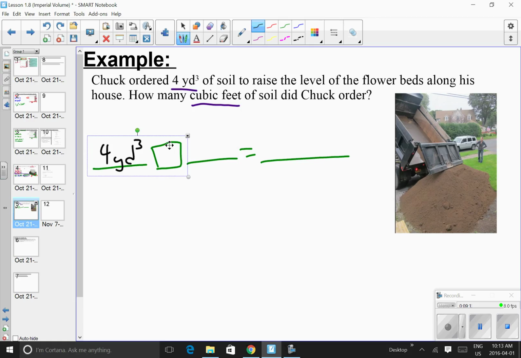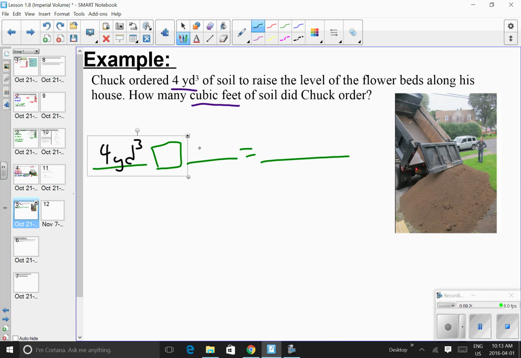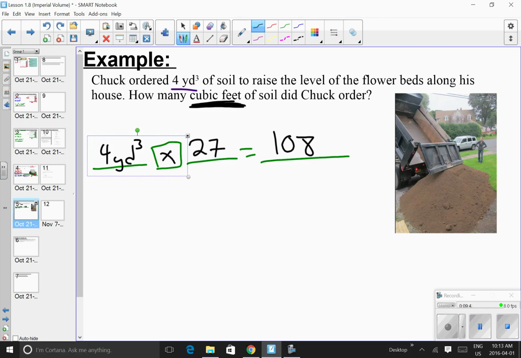If you look on your formula sheet, 1 cubic yard is 27 cubic feet. So that's what I'm going to use here, 27. Now, I'm changing to a smaller unit. Cubic feet are smaller than cubic yards. So I'm going to multiply. 27 times 4 is 108. 108 cubic feet. So feet cubed. So that's how much he ordered in cubic feet.